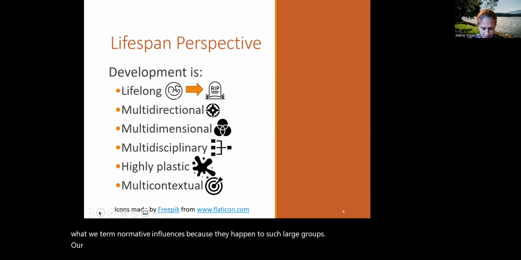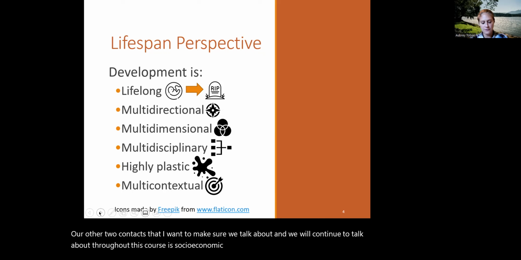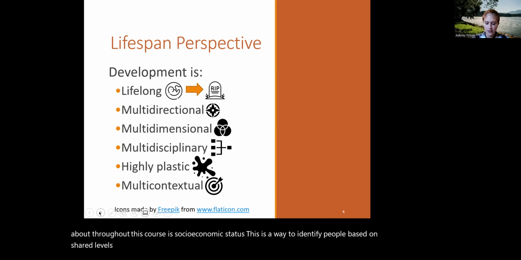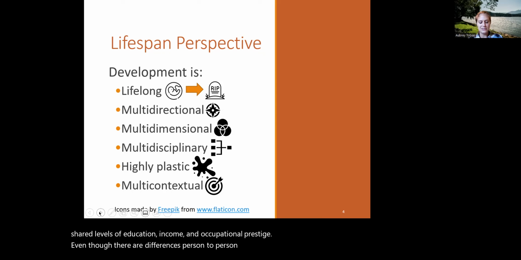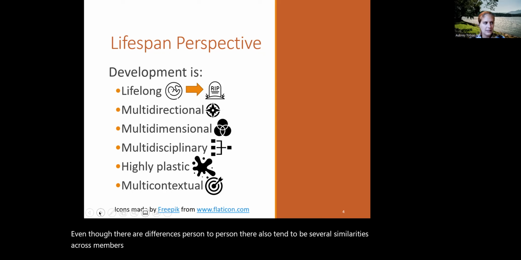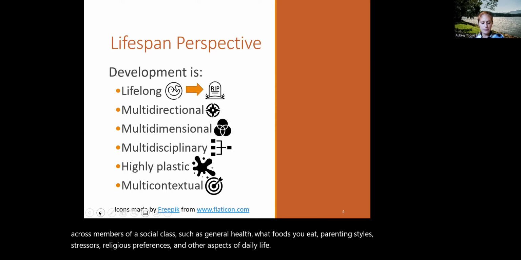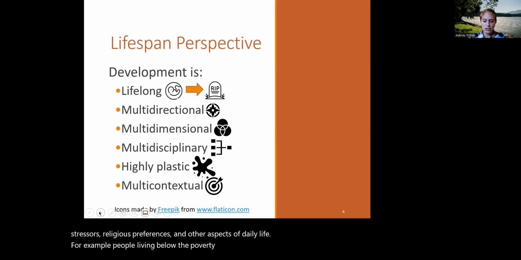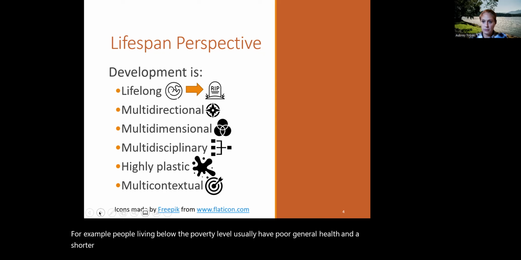Our other two contexts that I want to make sure we talk about, and we will continue to talk about throughout this course, is socioeconomic status. This is a way to identify people based on shared levels of education, income, and occupational prestige. Even though there are differences person to person, there also tend to be several similarities across members of a social class, such as general health, foods you eat, parenting styles, stressors, religious preferences, and other aspects of daily life. For example, people living below the poverty level usually have poorer general health and a shorter life expectancy due to having a poor diet, less health care, greater stressors, and working in more dangerous occupations, as well as other factors.